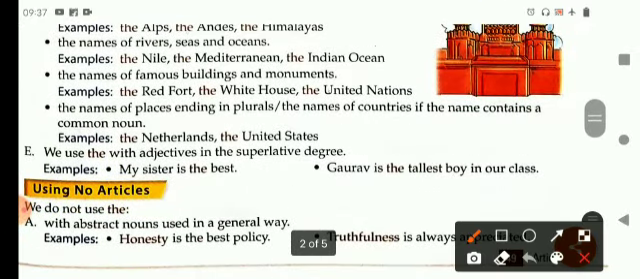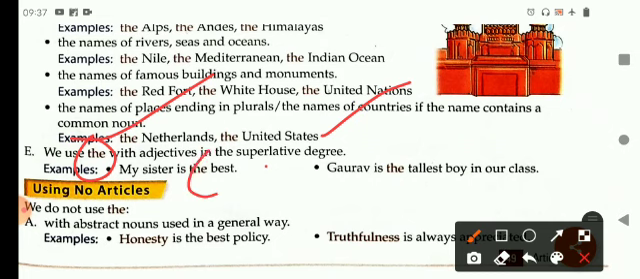The names of places ending in plurals, and the names of countries if the name contains a common noun: the Netherlands, the United States. We use the with adjectives in the superlative degree also. My sister is the best. Gaurav is the tallest boy in our class.